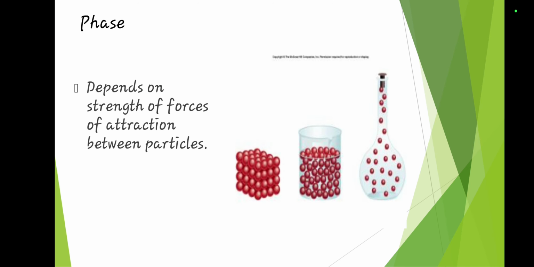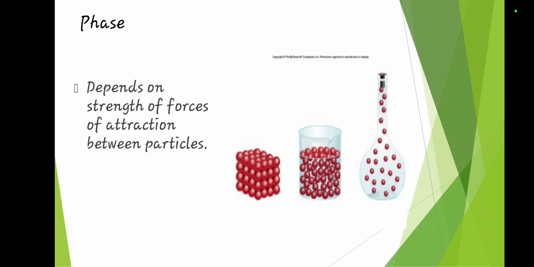Okay? So before we go into the three phases, let's first discuss what a phase is. Phase depends on the strength or forces of attraction between the particles. If the particles can move freely, that is called a phase. Meaning to say, when you say phases, this is about the forces of attraction: how a particle attracts to another particle, or how it does not attract to one another. That is phases. It depends on the strength of how the attraction begins.